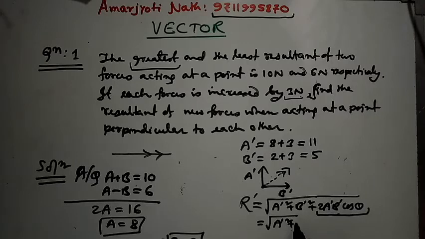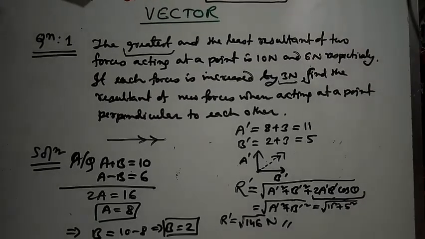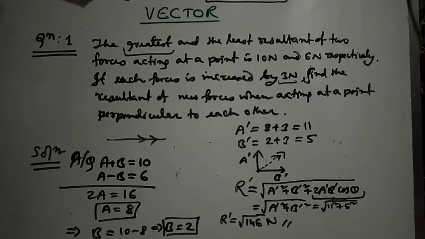So A dash square plus B dash square. A dash is 11 square, and B dash is 5 square. After solving it, you get the new resultant as under root 146, I think. So that is the answer. Are you getting it? That way we have to solve the problem.